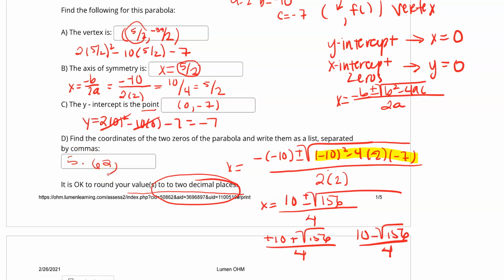So I get 5.62, comma, typing the other one in here, negative 0.62. So just be careful with your rounding, and be careful when you go to plug this in your calculator. Type this portion in, hit enter, and then divide by 4. Same with the minus, and then you should get these two values.